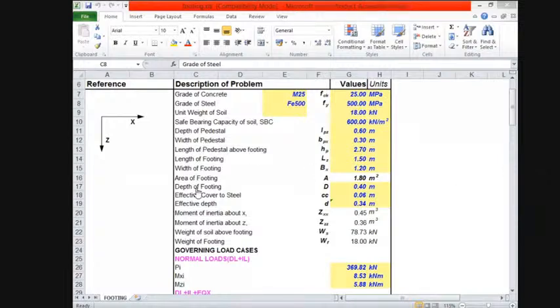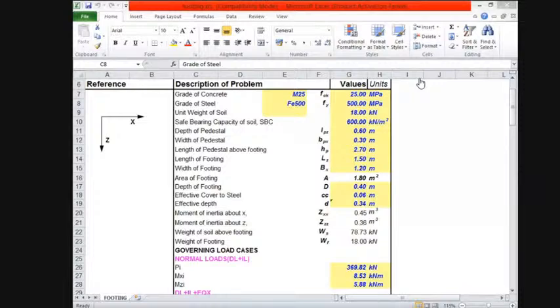Then the safe bearing capacity of the soil. Normally based on your soil profile, you will get the SBC. It may range from 100 to 1000. Here my case is 600 kilonewton per meter squared, so I'm taking 600 kilonewton per meter squared.